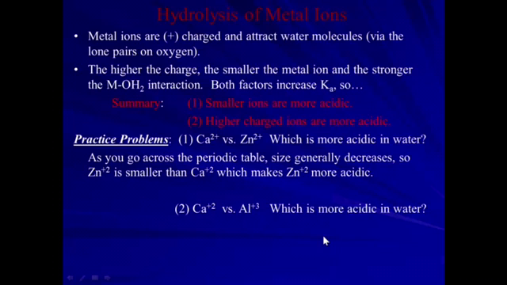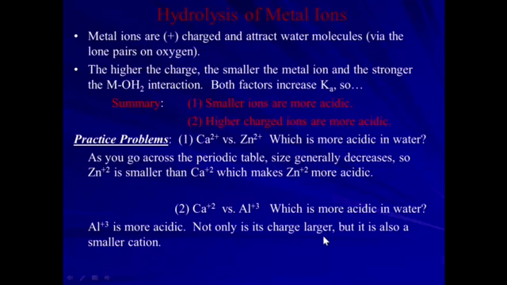Here's another example. Let's compare the calcium to the aluminum. First off, straight off the bat, the +3 ion stands out versus a +2. Aluminum has that +3, which is going to interact more with the water. So therefore, it will be much more acidic than the calcium ion.